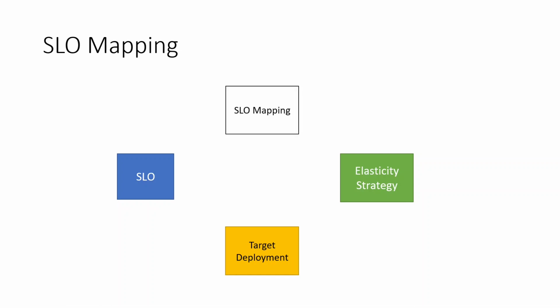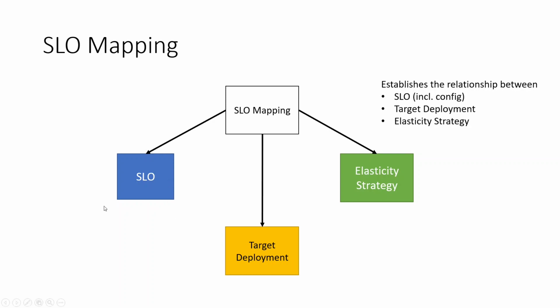For this purpose, we use what we call an SLO mapping. The SLO mapping allows you to configure an SLO, so define the bounds that you want to have, and apply this SLO to your target deployment, and also at the same time establish a relationship to the elasticity strategy that you use. So the SLO mapping is the glue between all of these components, which actually makes the SLO enforcement work.